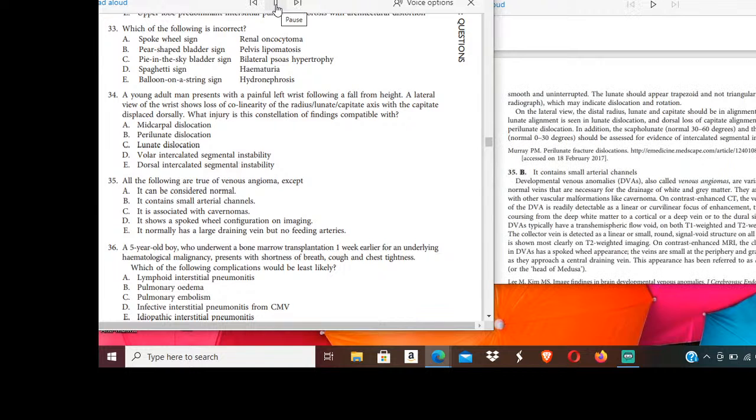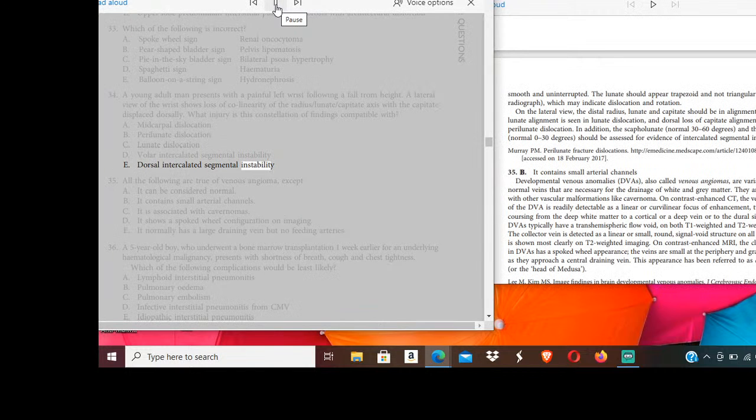35. B. Segmental instability. 35. All the following are true of venous angioma, except: A. It can be considered normal. B. It contains small arterial channels. C. It is associated with cavernomas. D. It shows a spoke wheel configuration on imaging. E. It normally has a large draining vein, but no feeding arteries.